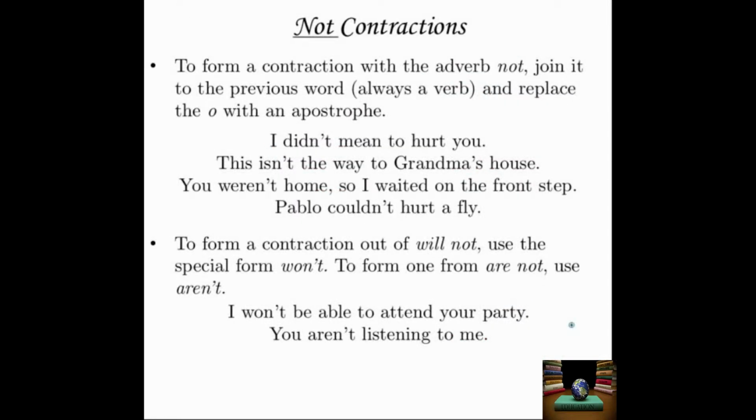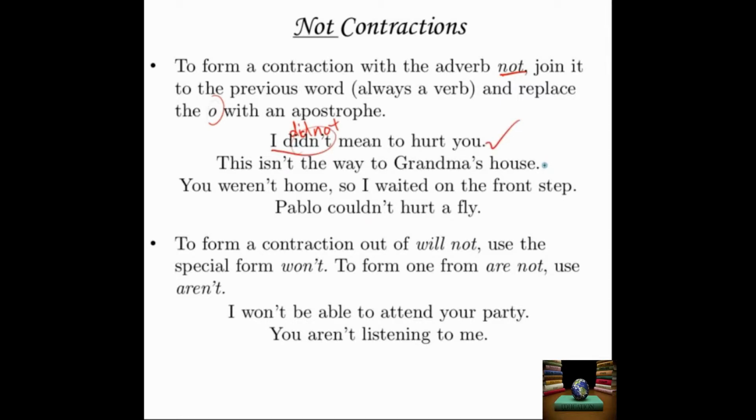Now we have not contractions. These are some of the most common contractions in English. To form a contraction with the adverb not, join it to the previous word, always a verb, and replace the O with an apostrophe. Instead of putting the apostrophe in between what's left of the verb and the previous word, you put it in the middle of the adverb, replacing the O.